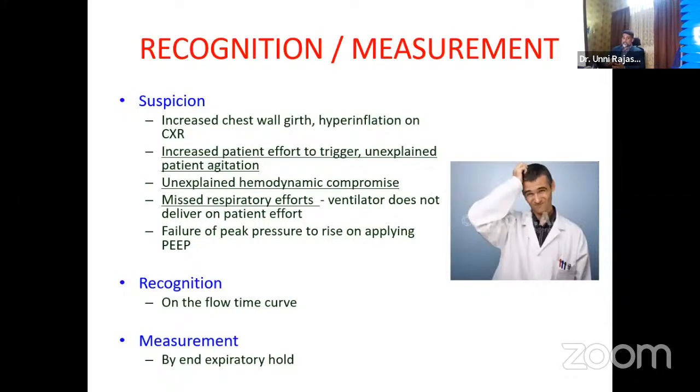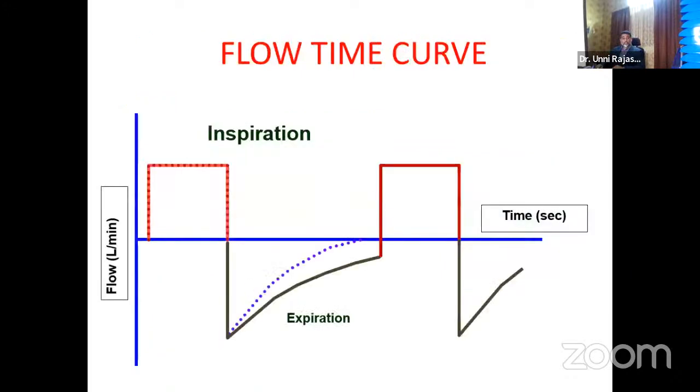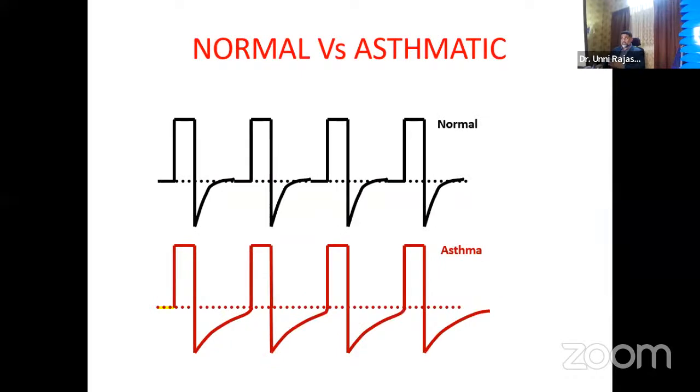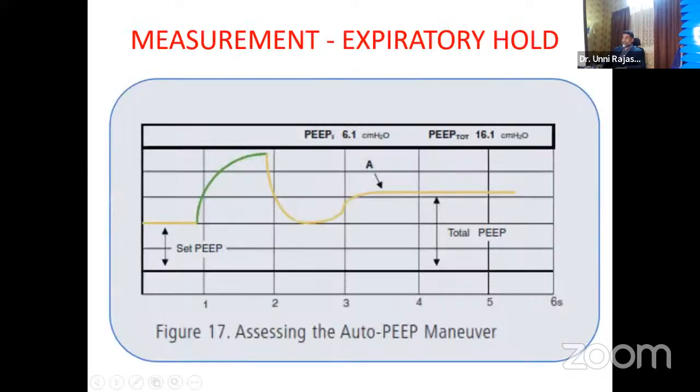compromise, missed efforts. We need to look at the flow-time graphs, and you need to look at and measure the expiratory hold, which is actually, we can find on the flow-time curve with the auto-PEEP development, which is the norm. As you can see in this graph, the normal versus the asthmatic lungs, where you can see the auto-PEEP is developing. So it becomes handy, and you use the measurement called the expiratory hold maneuver to understand this auto-PEEP development.